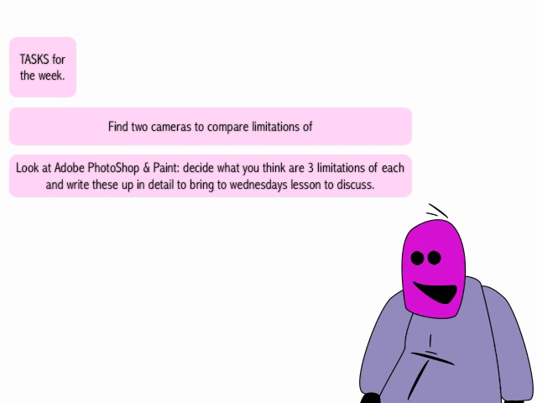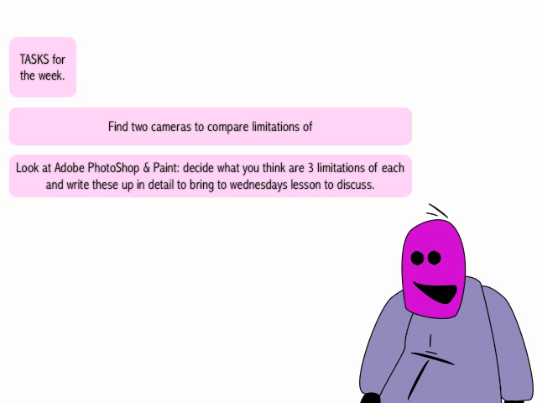Your tasks for this week, up till Wednesday at least, when we have our double lessons: find two cameras that you can compare the limitations of. You could compare, for example, a Canon Ixus with the camera on your phone. And then I want you to look in slightly more depth at Adobe Photoshop and Paint and decide what you think are 3 limitations of each piece of software.